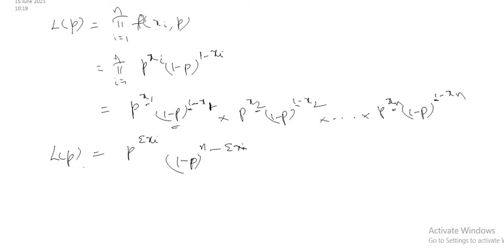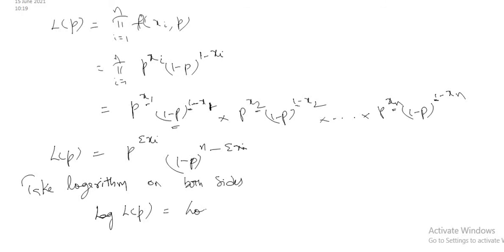And the next step is what? Take logarithm on both sides. Then what will you have? Log of L of p equals log of p power summation xi times (1 minus p) whole power n minus summation xi. Just do a little bit of calculation.